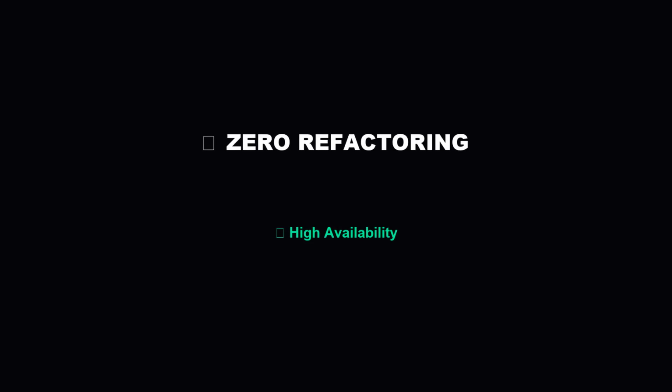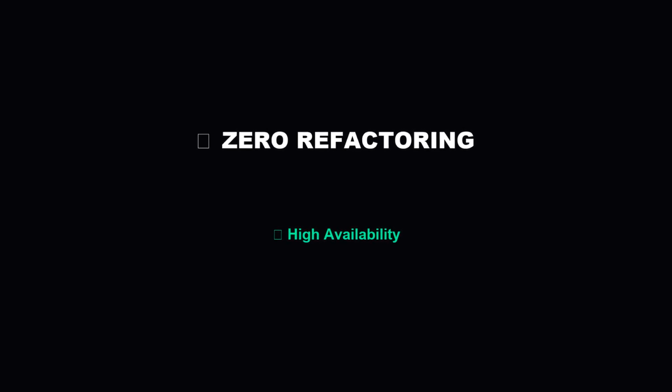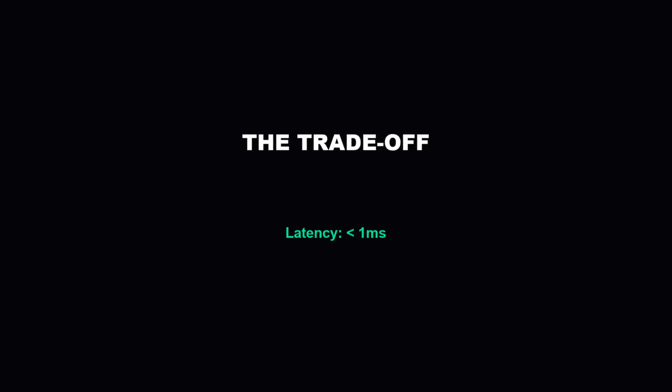The pros are massive: zero refactoring. You can switch models by changing a single string in a config file. Uptime: if one provider fails, we automatically route to another. The cons? A microsecond of latency. For 99% of production applications, this trade-off is a no-brainer.